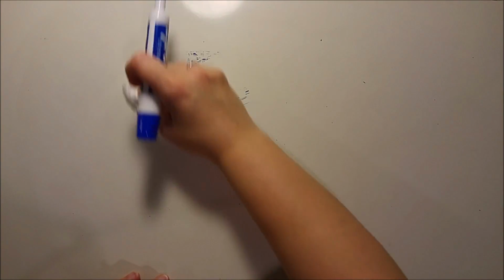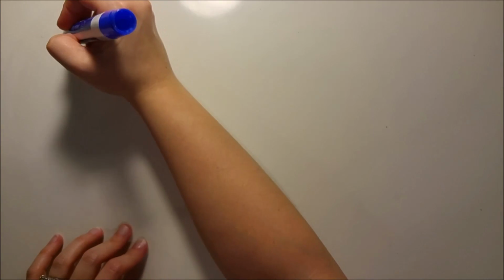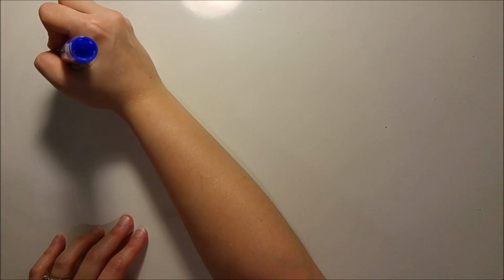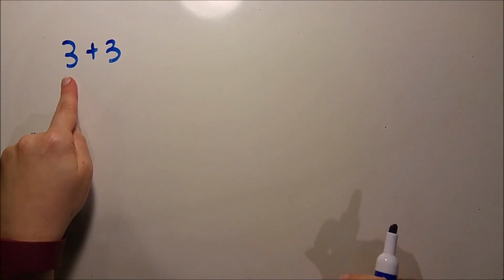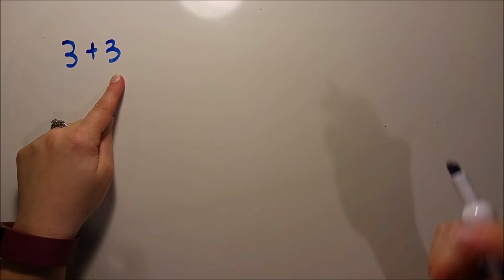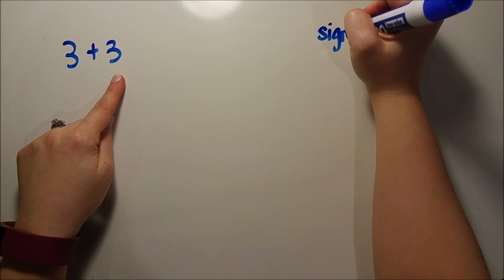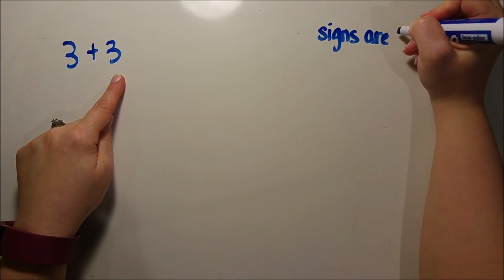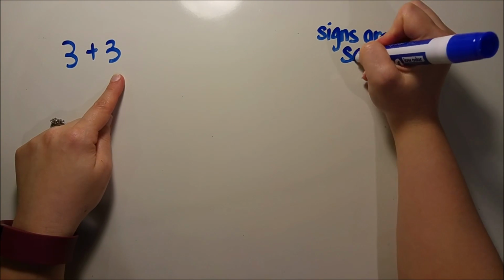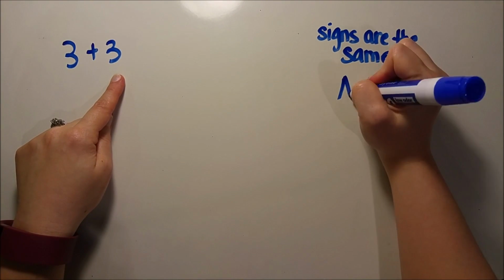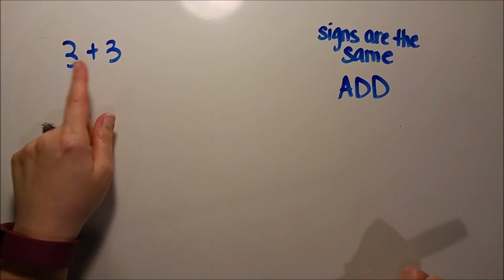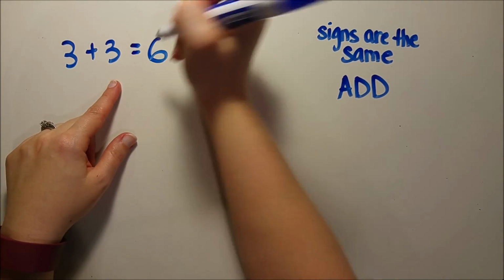Okay, now that we have that reviewed, let's get on to adding and subtracting our integers. Okay, so there's a couple rules to note. The first rule is that, let's say we have 3 plus 3. This is positive, and this is positive. So if the signs are the same, you're going to add them. Okay, so 3 plus 3, 6.